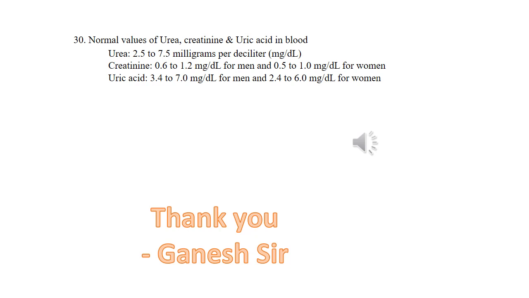Question 30. Normal values of urea, creatinine and uric acid in blood. Answer: urea, 2.5 to 7.5 mg per deciliter, mg/dl. Creatinine, 0.6 to 1.2 mg/dl for men and 0.5 to 1.0 mg/dl for women. Uric acid, 3.4 to 7.0 mg/dl for men and 2.4 to 6.0 mg/dl for women.